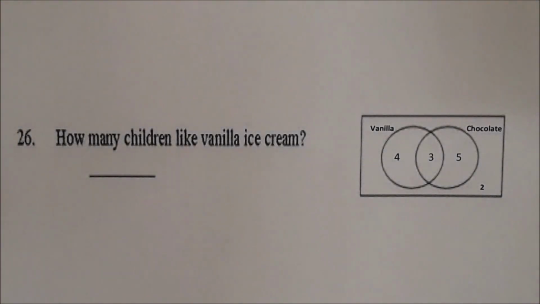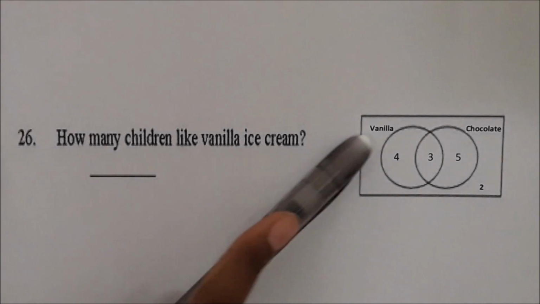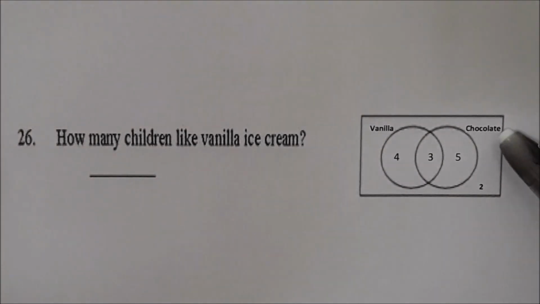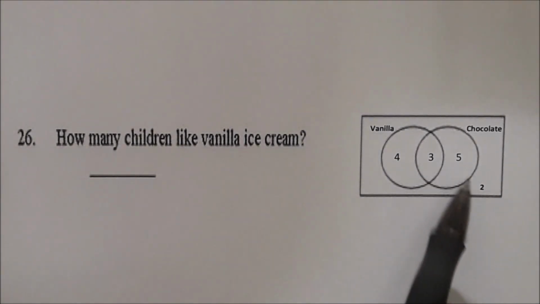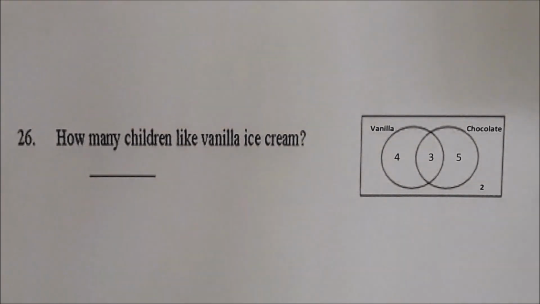Okay, 26, Rafaela. How many children like vanilla ice cream? Go to the Venn diagram. Show us where you have vanilla. That's vanilla. And what's the other one? Chocolate. Read the numbers for us. 4, 3, 5, and 2. Now those numbers and where they are has particular meaning.